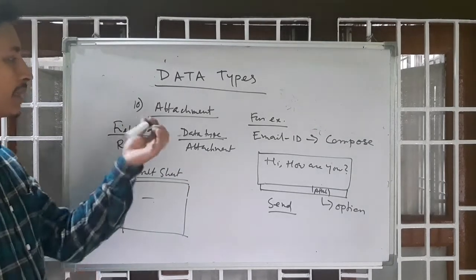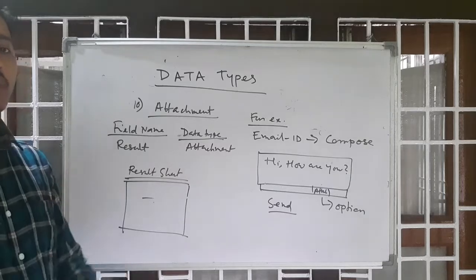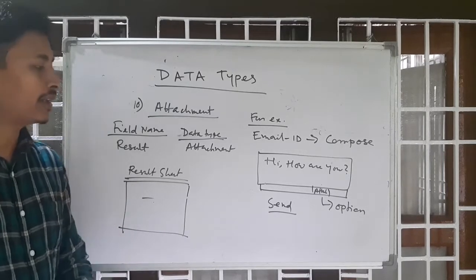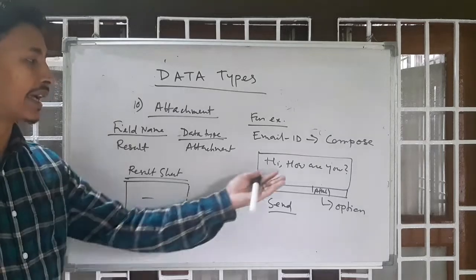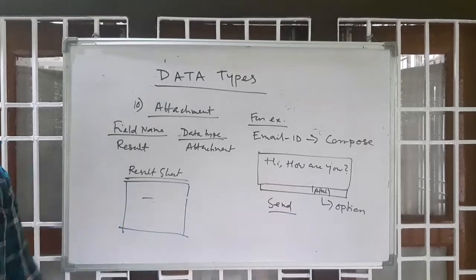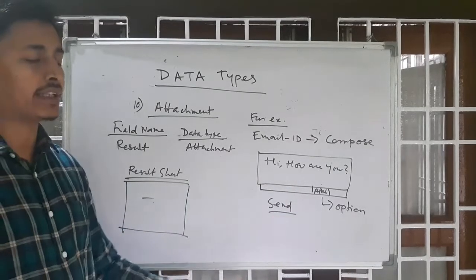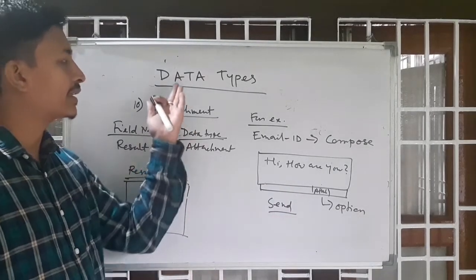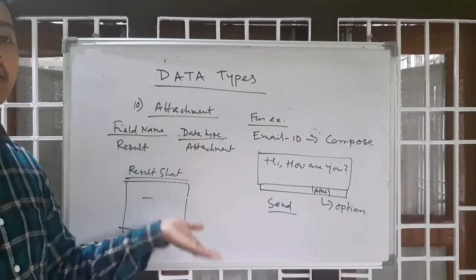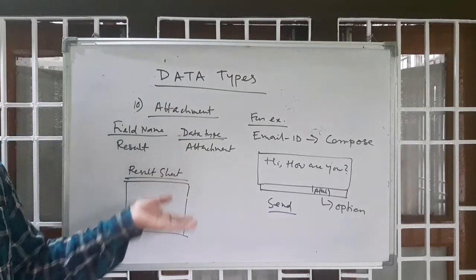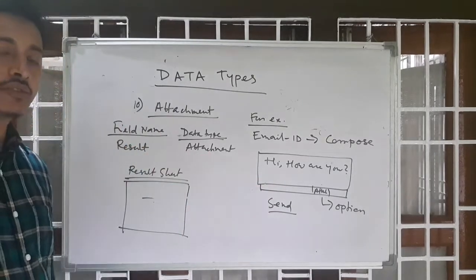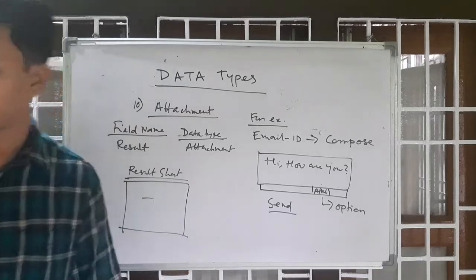So attachment means you can attach any document, any file, any image, any audio file, any video file in the document, just like an email ID. When you open an email ID, you can also attach any file, any image. In the same way, in MS Access 2007, you can attach any file with the document or with the field. Okay, so this is called attachment.